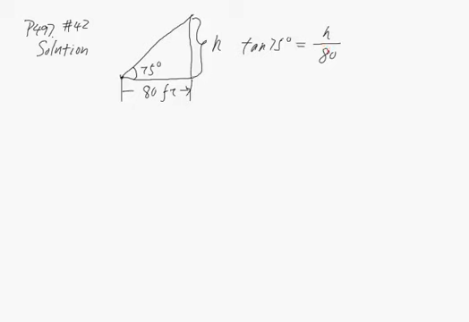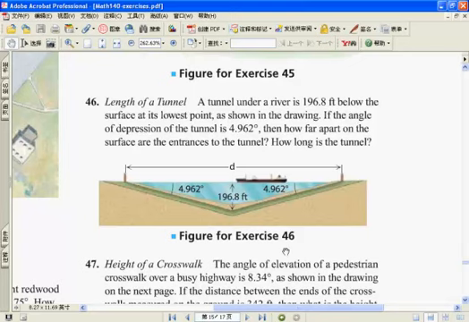Then you multiply both sides by 80, then you have h is equal to 80 times the tangent of 75 degrees. And then you use a calculator. You have 298.56 feet. And this is the height of this giant redwood. Okay? Any question?